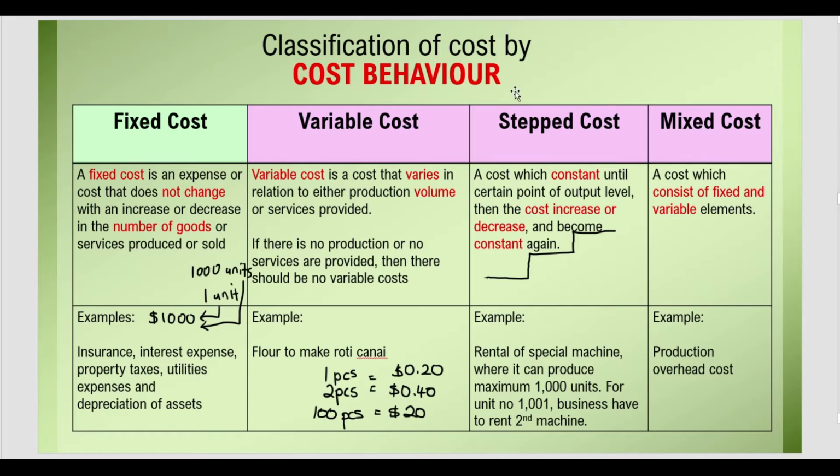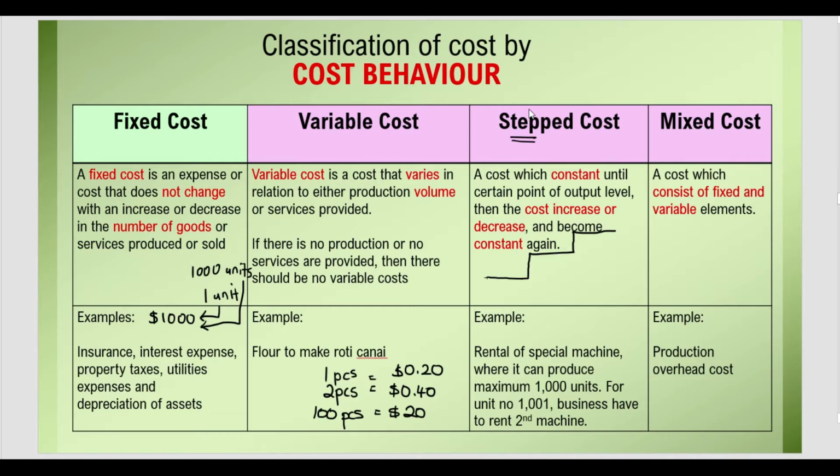Next type of cost by behavior is step cost. Let's see what is step cost. Step cost is a cost which is constant until a certain point of output level, then the cost increases or decreases and becomes constant again. Let's say you rent a special machine where it can only produce a maximum of 1,000 units.